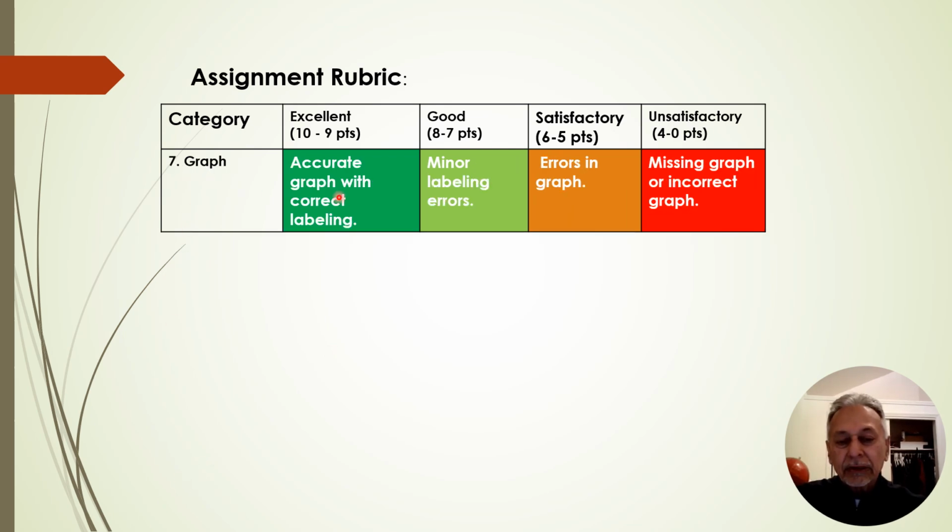Number 7, the graph. If the graph is accurate and the labeling is correct, then we'll get 9 to 10 points. If there are minor errors in labeling the graph, then you'll get 7 to 8 points. If the errors in the graph amount to 40 to 50% error, then you will get 5 to 6 points. And if the graph is missing or the graph is incorrect, you might get 0 to 4 points.